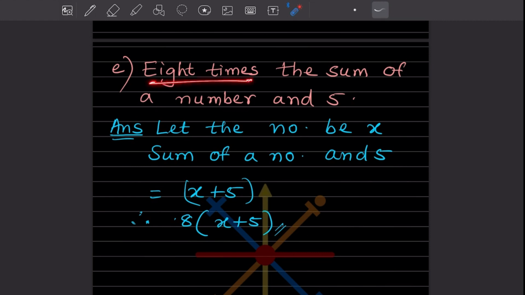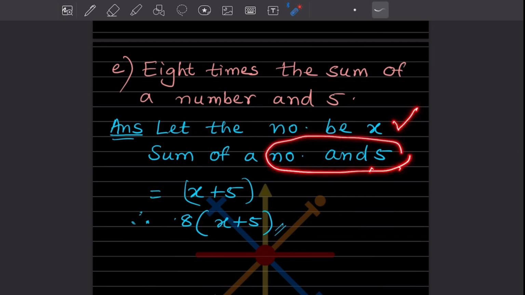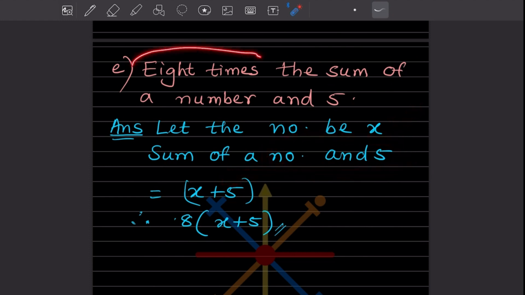Okay. Now the next says that 8 times the sum of a number and 5. 8 times. Okay. What is this? Is sum of a number. Sum means addition. Okay, of a number and 5. So we don't know what is the number. So let the number be x. Sum of a number and 5. Sum means we are going to add this one. Okay, and then what does this say? 8 times the sum of the number and 5, right? So 8 times, this is over here, 8 times the sum of a number and 5. So this is the answer.